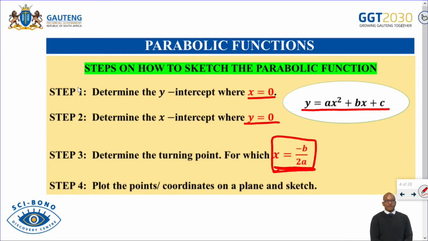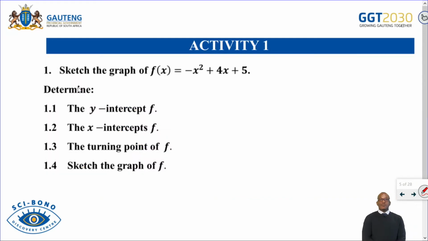Then step 4, finally, is where you plot all the points and coordinates on a Cartesian plane and sketch your graph. So now let's see how we apply these steps. The first one, activity 1, number 1, says you must sketch the graph of f of x.